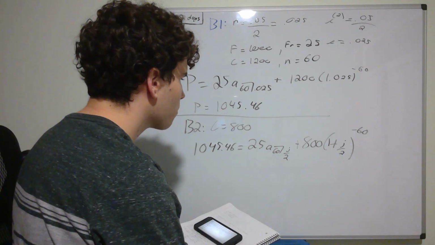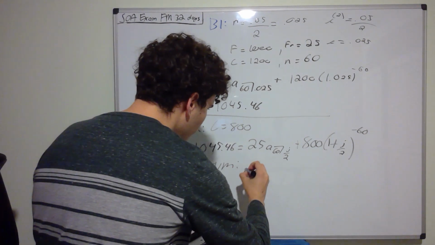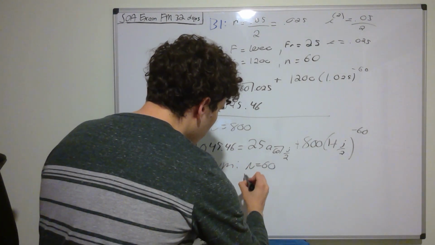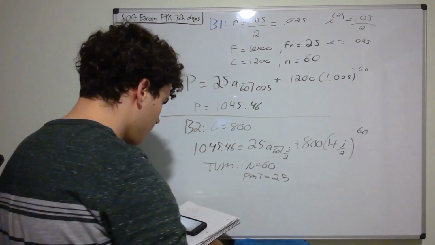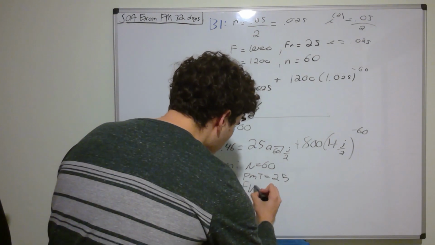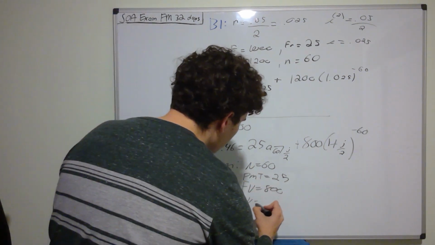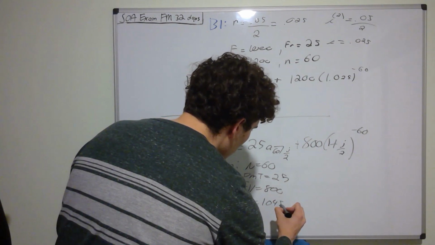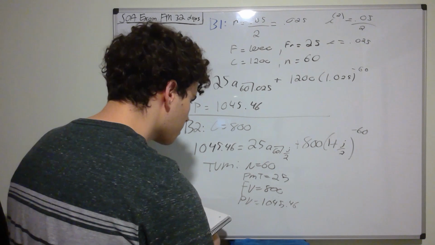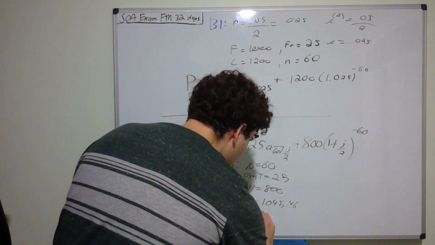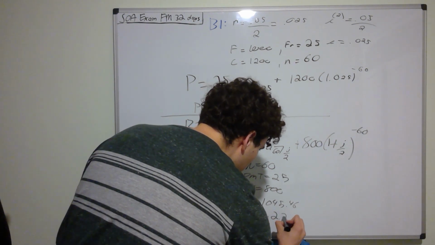Okay, so now we have pretty much the same thing. We can go to TVM. We have N equal to 60, a payment equal to 25, a future value of 800, and a present value of 1045.46. The only thing we don't know is the I/Y. So compute the I/Y, which should come out to 2.2%.